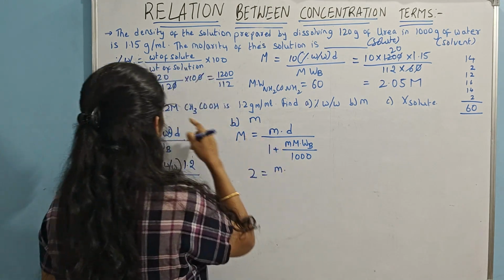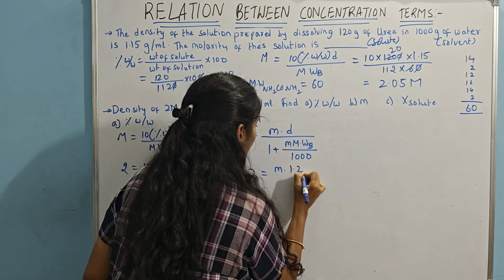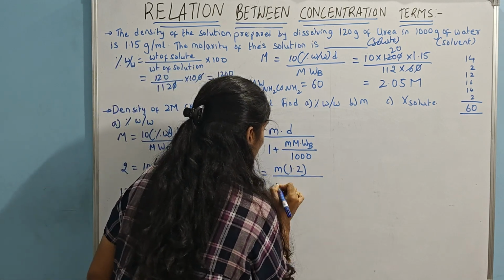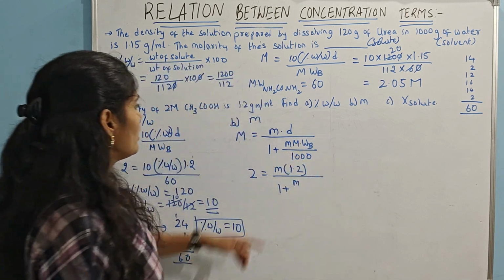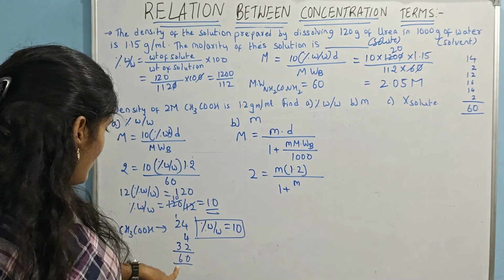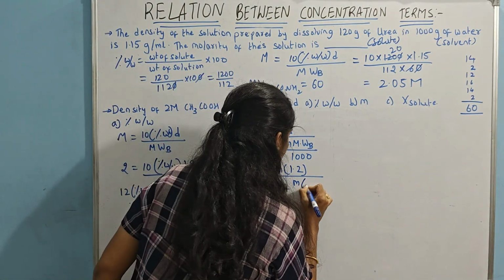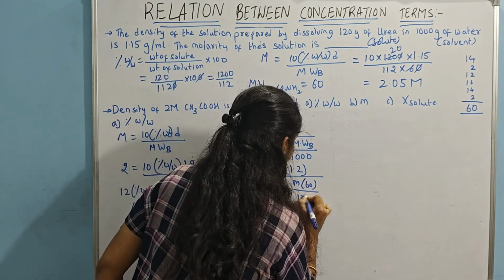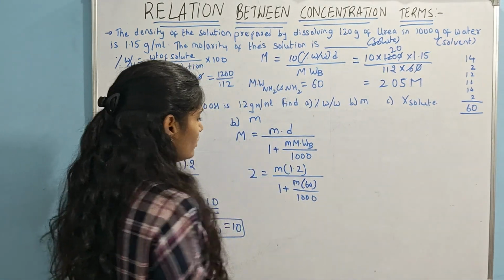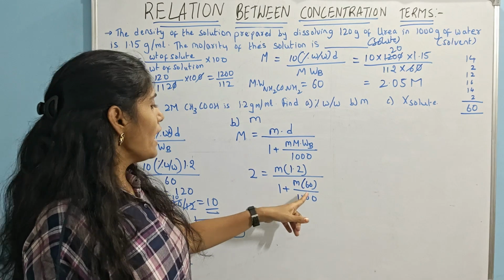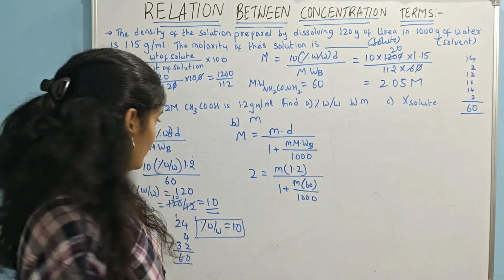Molality I need to find out. Density is 1.2, divided by 1 plus molality into the molecular weight of solute. For ethanoic acid, which I have already calculated to be 60, divided by 1000. Now what can I do here? I can take LCM in the denominator part.